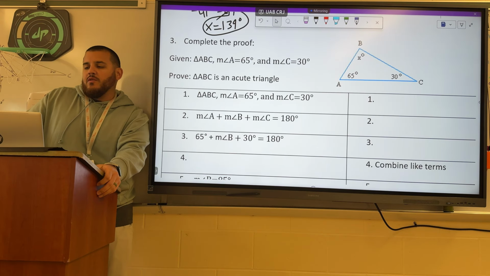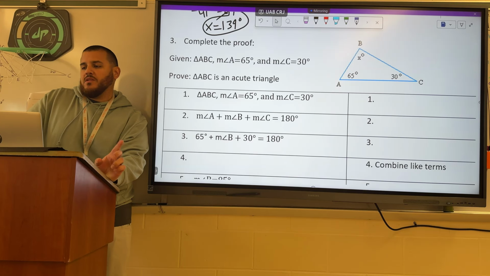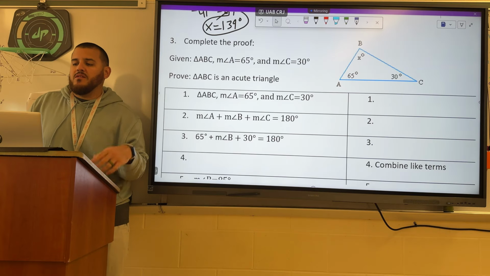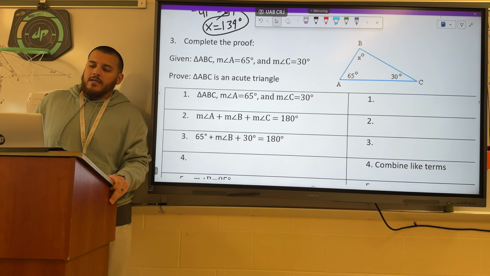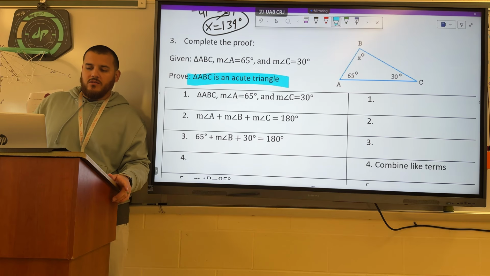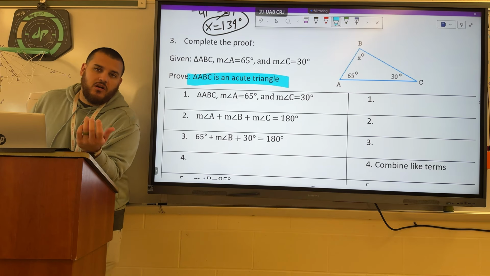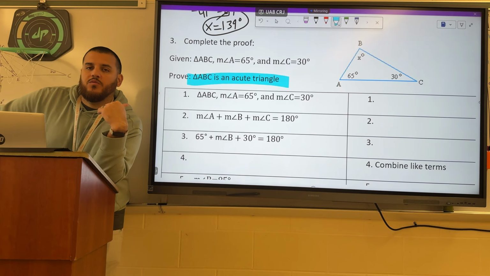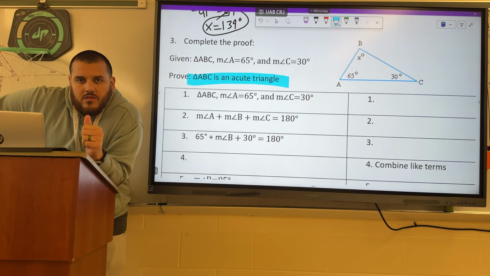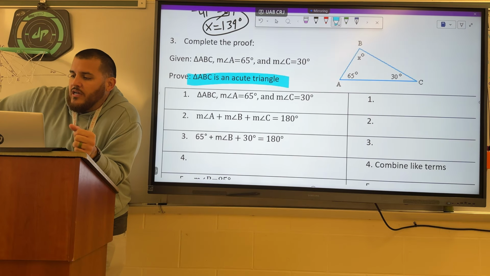In example 3, we have a proof that has to do with the triangle sum theorem. We have a triangle with two known angles, 65 degrees and 30 degrees, a missing angle there at angle B, and we're being asked to prove that this triangle is an acute triangle. Well, in order to do that, we need the measure of all the angles. So in our proof, we're first going to find out how many degrees angle B is, then we'll be able to prove that it's an acute triangle from there.